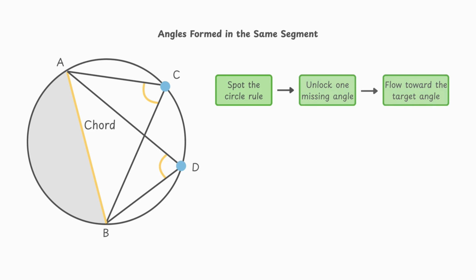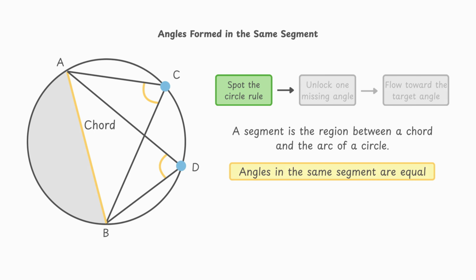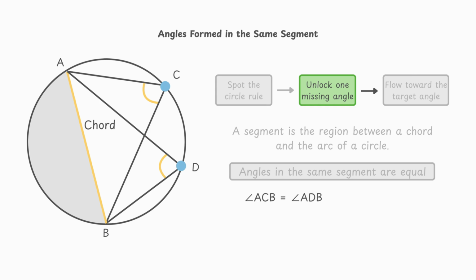Now follow the steps shown. Step 1, spot the circle rule. We identify that both angles are standing on the same chord and in the same segment. This tells us we can apply the rule. Angles in the same segment are equal. Step 2, unlock one missing angle. Once we recognize this relationship, we immediately know that the 2 angles are equal, even without calculation. So angle ACB is equal to angle ADB. Step 3, flow toward the target angle. Now we use this equality to help us solve the problem. If one of the angles is known, the other must be exactly the same. So instead of calculating both angles separately, we transfer the value directly.